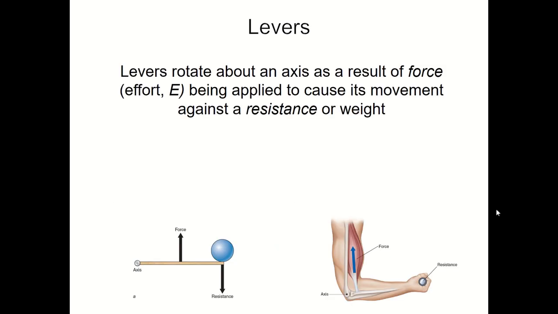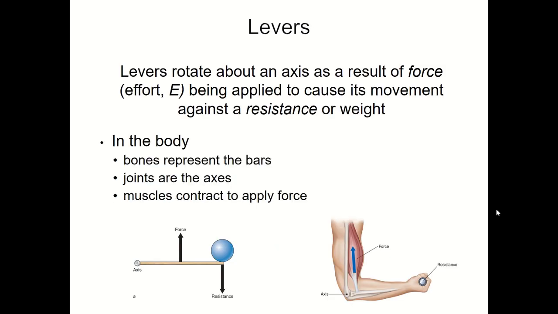Okay. So if we think about a lever here, I'll show you an example. This is what we're talking about. Here's our lever. It's this piece of wood, okay? In the human body, the bone represents the bar. Okay? And you can't change the length of the bar, correct? Your bone can't get any longer just because you wish it to. The joints are the axes, okay? And that's where, of course, the rotation is going to occur.